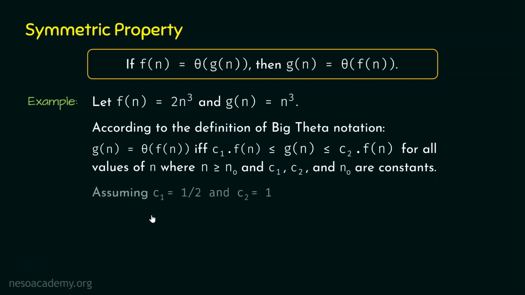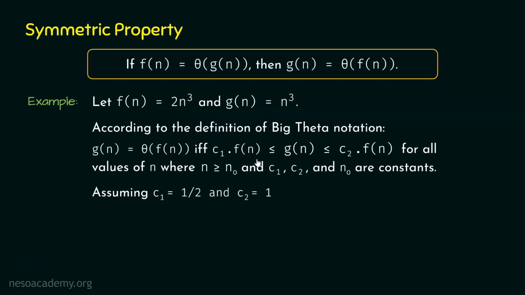Now let us assume C1 is 1 by 2 and C2 is 1. Why have I chosen C1 as 1 by 2? I want to show that C1 times Fn is less than or equal to Gn. We know Fn is 2n cube. 2n cube is neither less than or equal to n cube. But if we multiply 2n cube by 1 by 2, we will get n cube here.